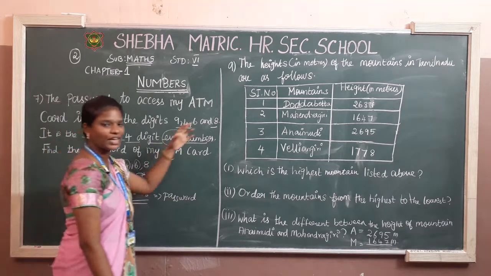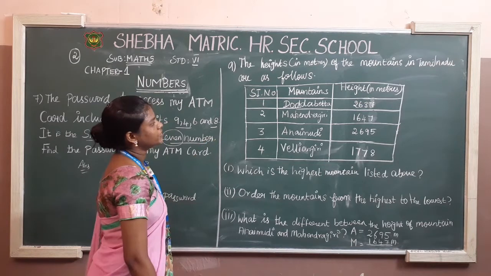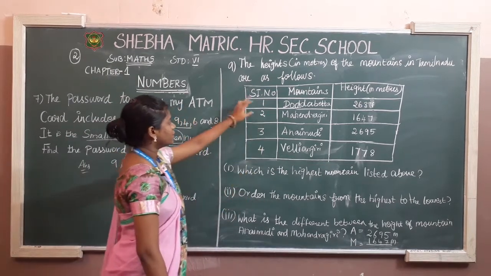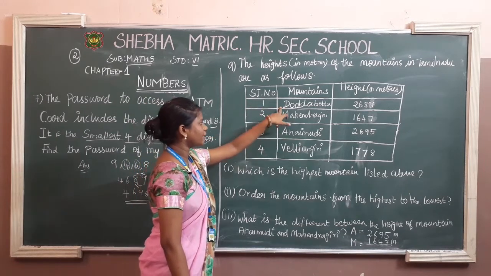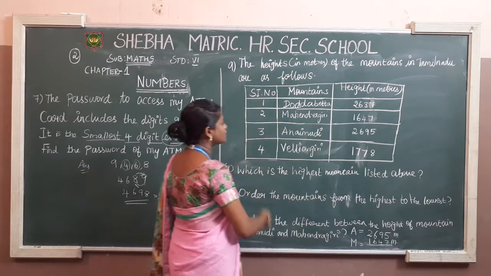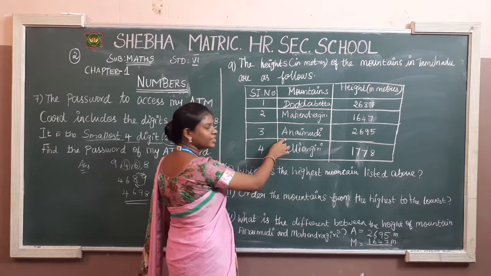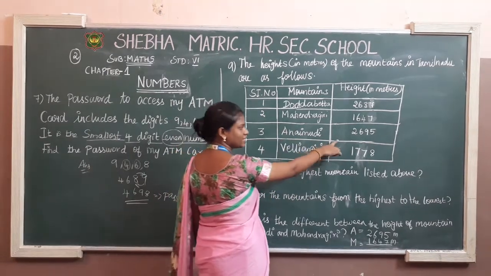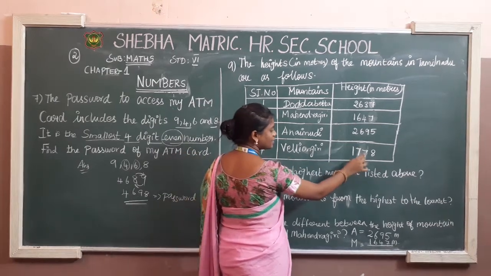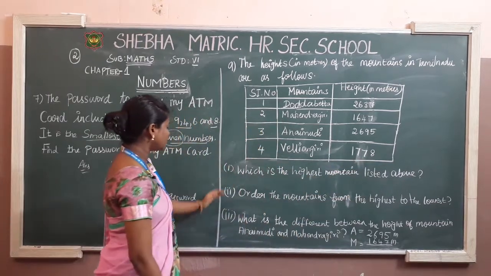Okay, shall we move to ninth sum? The heights in meters of the mountains in Tamil Nadu are as follows. So these mountains are there. Tottebetta has a height of 2637 meters, and Mahendragiri's height is 1647 meters, and Aanemudi's height is 2695, and Velangiri's height is 1778.